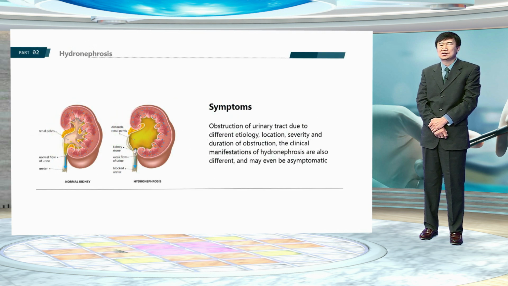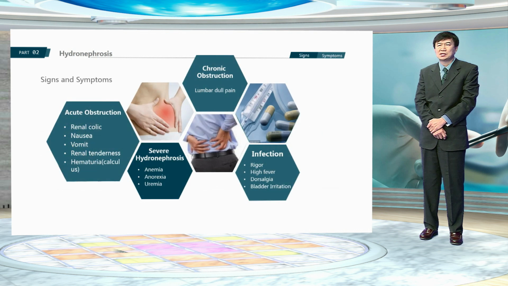Due to the variant etiology, location, severity, and duration of obstruction, the clinical manifestations of hydronephrosis are different, even asymptomatic. The patient with acute obstruction may have renal colic, nausea, vomiting, renal tenderness, and hematuria. The patient with chronic obstruction may only have lumbar dull pain. Severe obstruction can cause renal insufficiency, presenting with anemia, anorexia, and uremia. The patient with infection can have rigor, fever, dorsal pain, and bladder irritative symptoms.